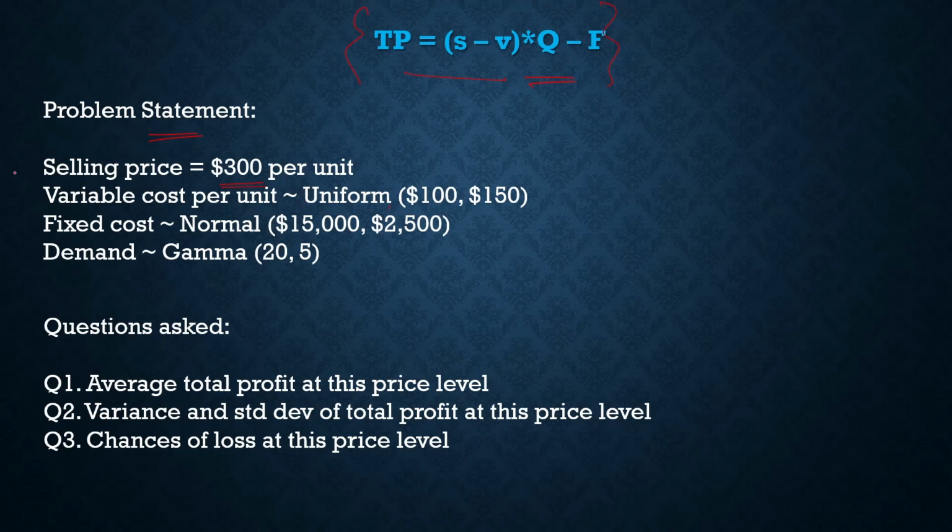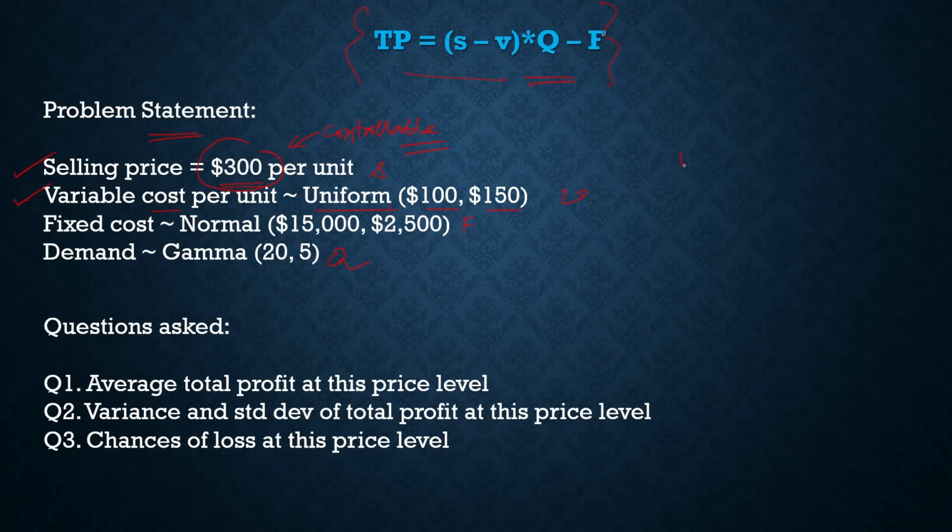For example, first of all, the selling price is $300 per unit. The variable cost per unit, which is this V, this is S, this is V, this is F, and this is Q. So S is your decision variable or controllable variable. Why controllable? Because it is in your hand, it comes under the management decision. So that is controllable. The variable cost per unit follows a uniform distribution ranging from $100 to $150.